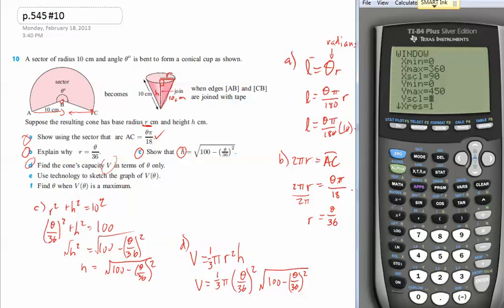It wants us to find theta when V of theta is a maximum. All right, and that we can easily get using our calculator. Since it's asking us to use technology to graph it, I'm going to assume that we can probably use the calculator to get the maximum. And so we just need to go to the left, and we need to go to the right.